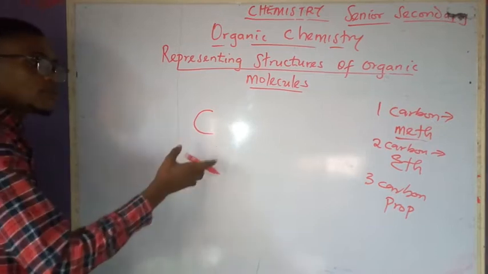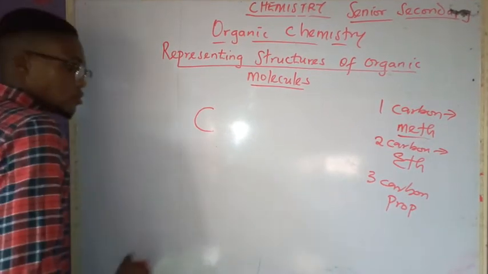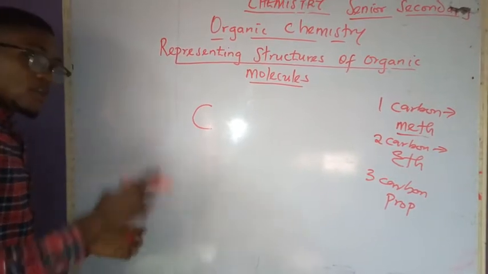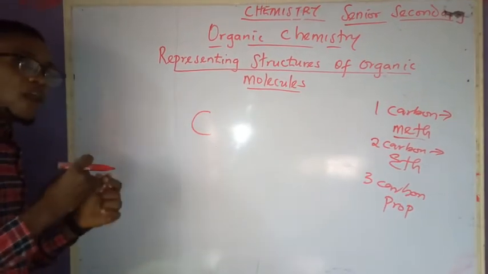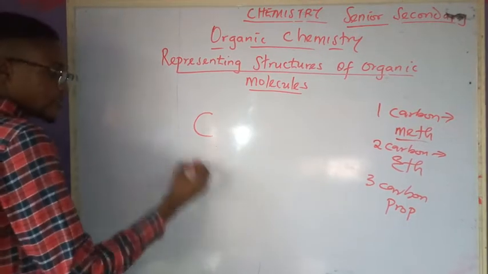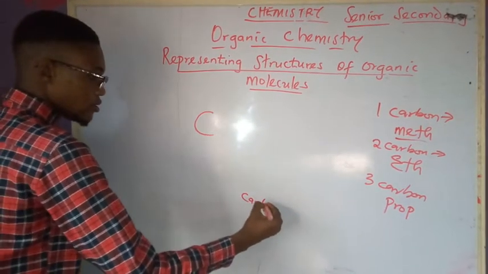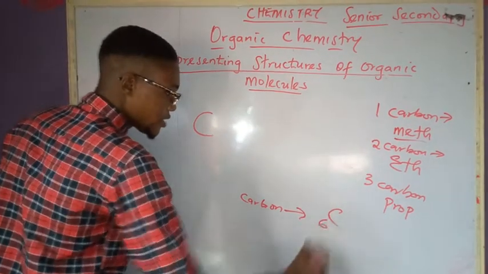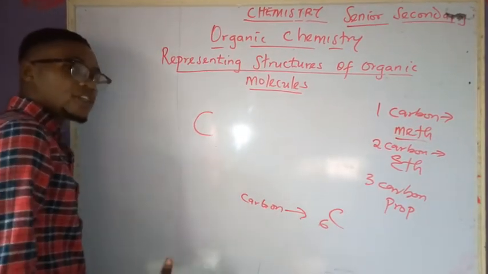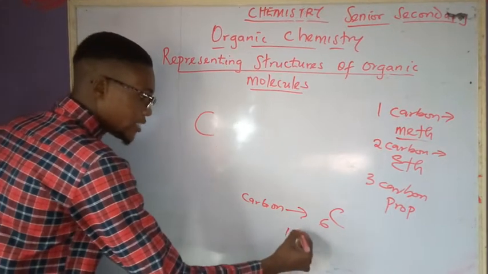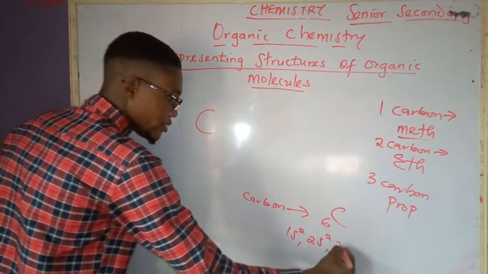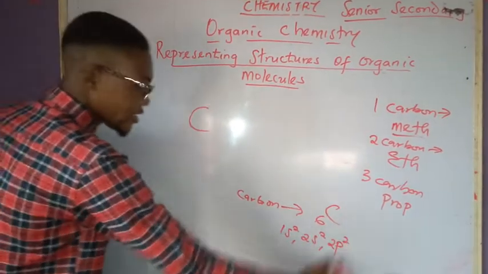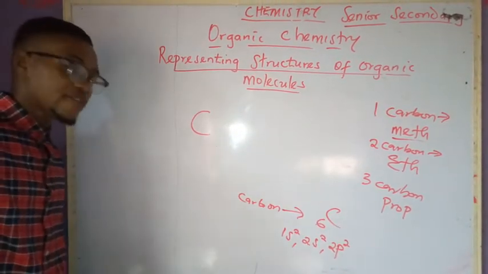According to electronic configuration of carbon, we have hydrogen, helium, lithium, beryllium, boron, carbon. So the atomic number of carbon is what? It is 6. Let me write it. Carbon is 6. The electronic configuration of carbon is what? 1s2, 2s2, and 2p2. 1, 2, 3. Yeah, 2, 4, 6. That's the electronic configuration of carbon.